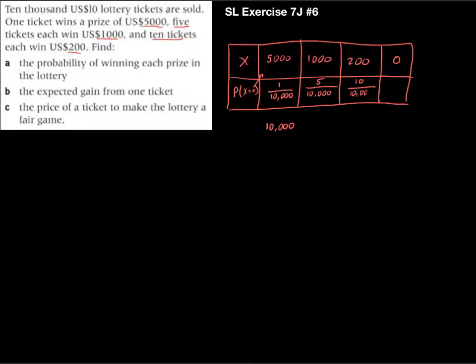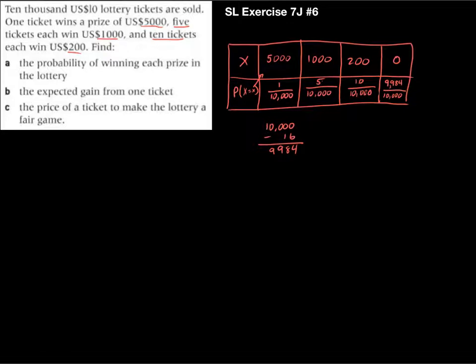That's all right. Okay, now the question is, how many are worth nothing then? Well, there's still 10,000 tickets, right? 10, 15, 16 of them give you money. So that means we're going to subtract 16 here, and we're going to get 9,984. So 9,984 are worth nothing. All right? So the probability of winning each prize, there you go. 1 out of 10,000, 5 out of 10,000, 10 out of 10,000, and 9,984 out of 10,000.